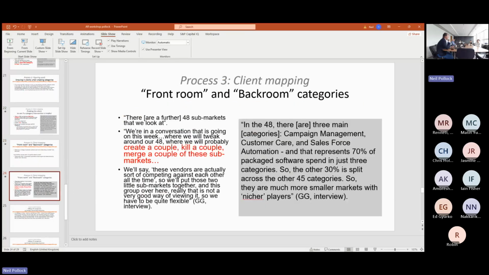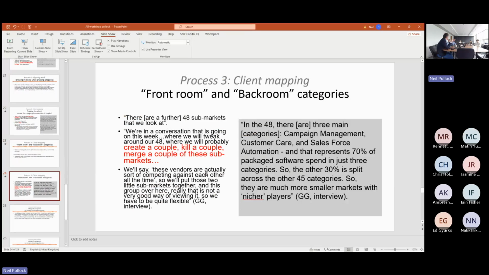And then they have this other thing, from these front room categories and these back room categories, they cycle between them. Sometimes the back room categories can become front rooms, or they can merge categories, or they can kill them off. It's an interesting process where they cycle between those things which are very visible to the clients and those things which are kept in the back.